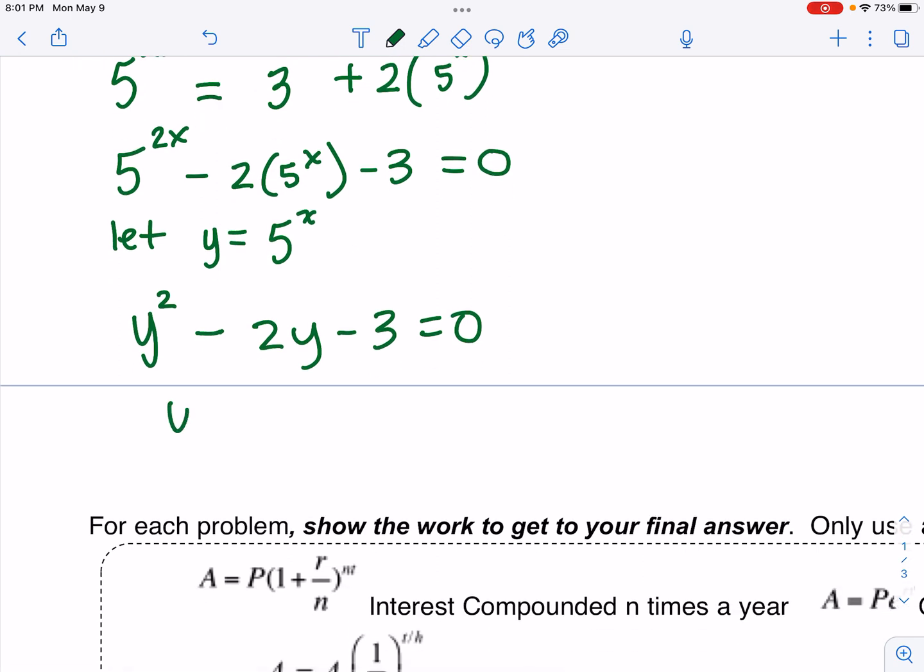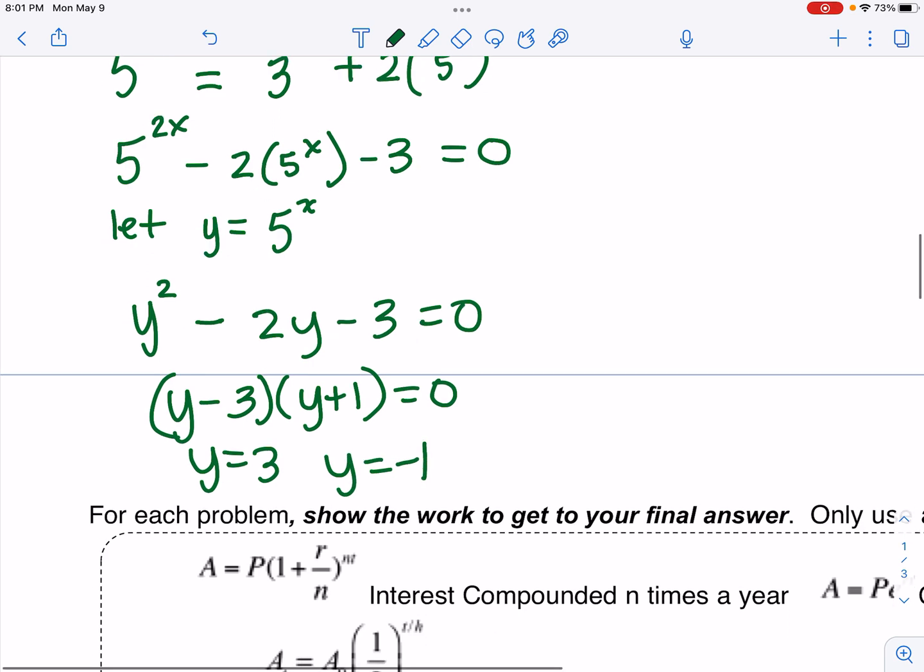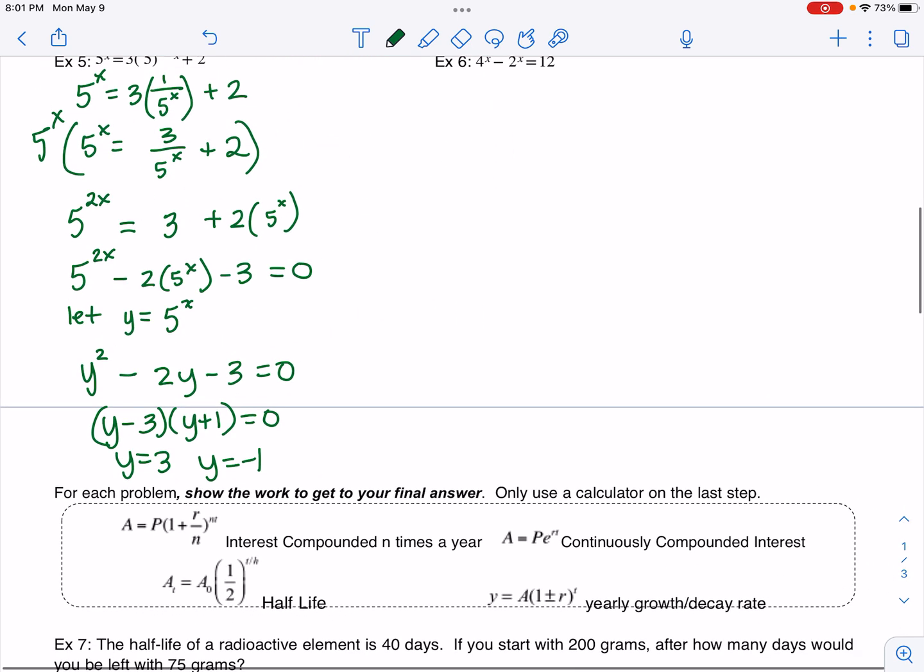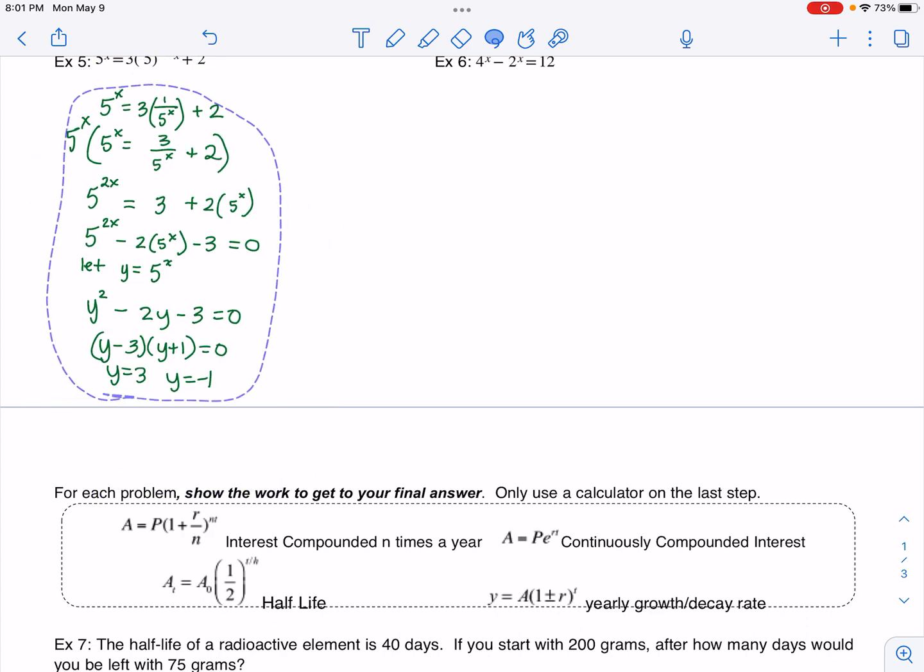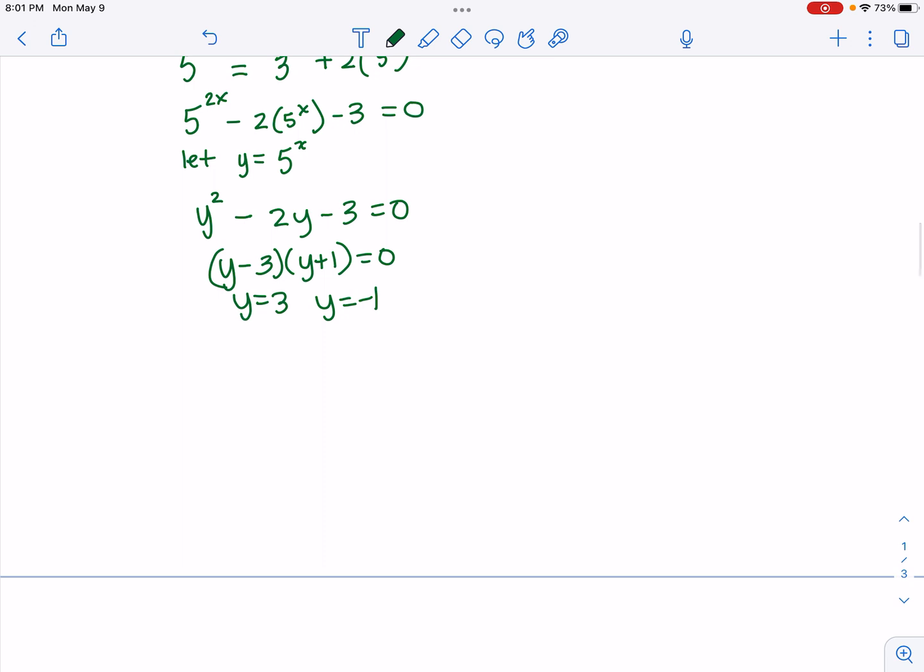Factors of negative 3 that add up to negative 2: negative 3, positive 1. So y is equal to 3 and y is equal to negative 1. But I don't want to solve for y, I want to solve for x. So I'm going to do my substitution again. Oops. You know, I write big. All right, so we're here. I don't want y, I want 5 to the x is equal to 3, and 5 to the x is equal to negative 1.